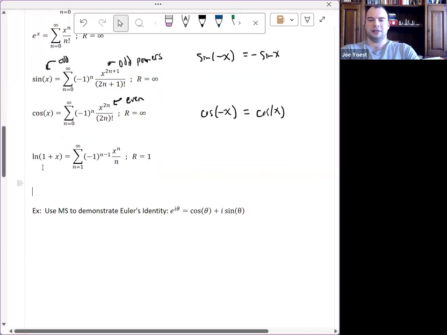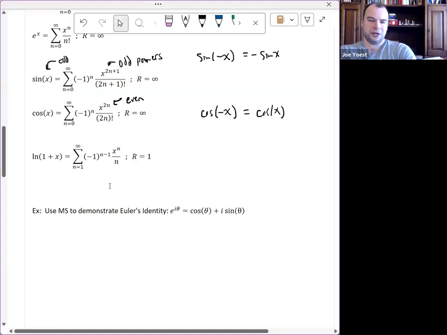And then we have one that I suppose you could take a look at trying to prove: ln(1 + x) is the sum from n = 1 to infinity of (-1)^(n-1) x^n/n, without a factorial.